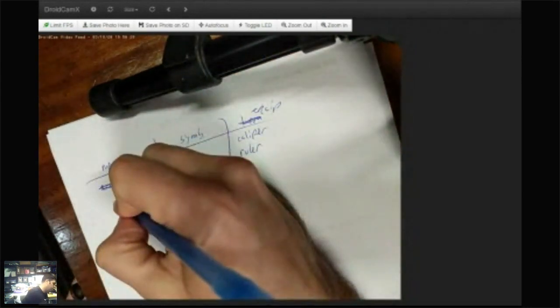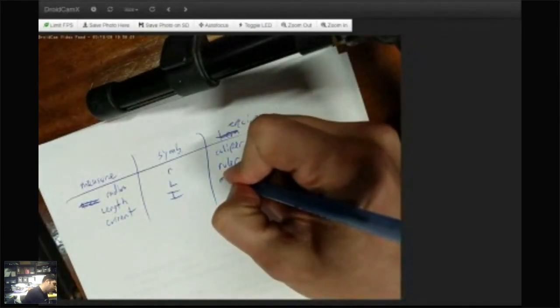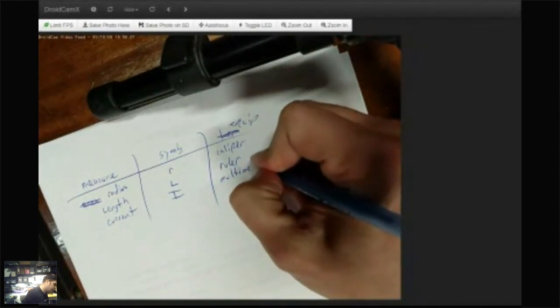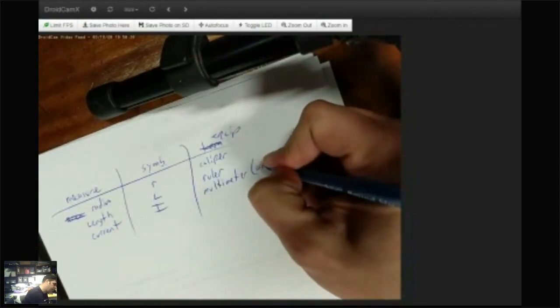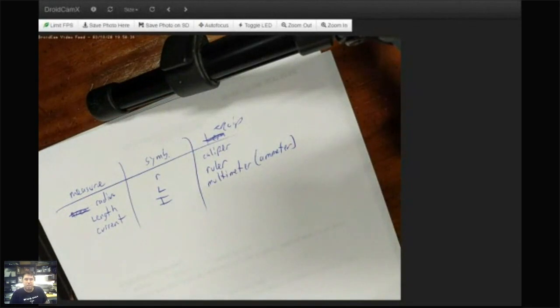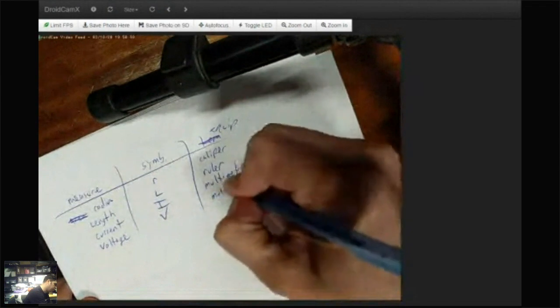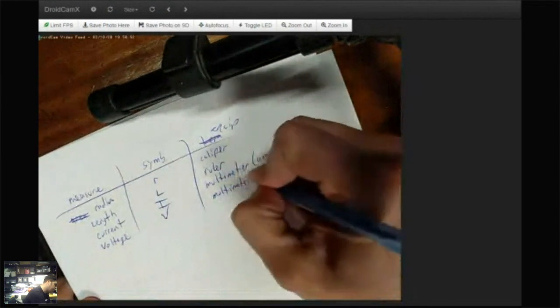We're going to measure current. That's capital I. I'm going to use a multimeter for this. You could also use an ammeter. It doesn't really matter. A multimeter is nice because that's what I've got in my classroom. Basically, it's an ammeter and a voltmeter in the same device, so it's one thing instead of two separate ones. And we want to measure voltage. That'll be V. Again, I'm going to use a multimeter or a voltmeter.